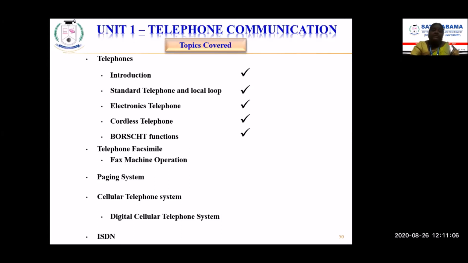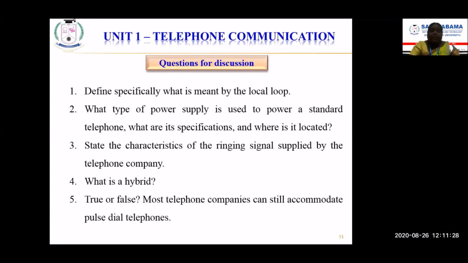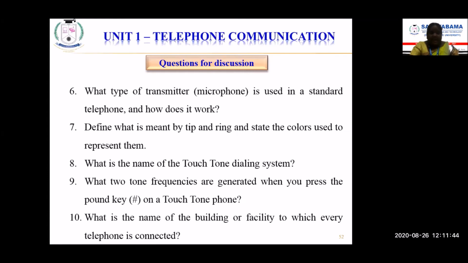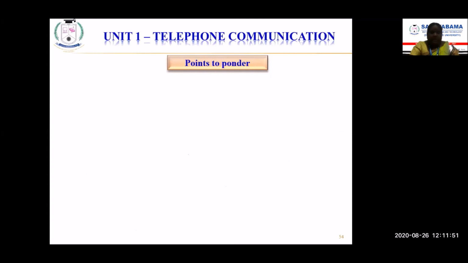Before moving further to the telephone facsimile, the paging systems and other topics, let's have questions for a discussion. As I shared with you already yesterday, I have shared some questions so that you have a look into them. You should have a quick glimpse of the questions and the answers. Let's look into the different questions and quickly try to find out the answers. Totally 16 questions were there, so we will see one by one.